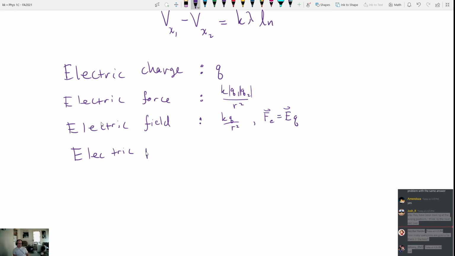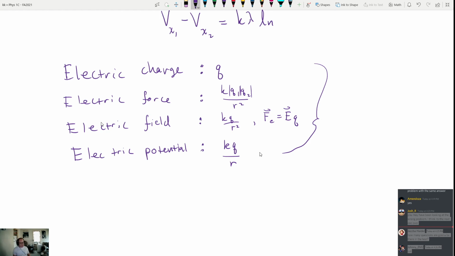And what we learned about today, electric potential, is given by... so they're all different. They're all different. Charge, force, field, potential. Just make sure you understand the difference between these.